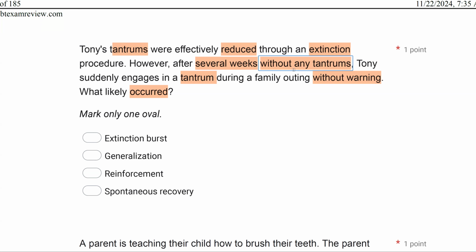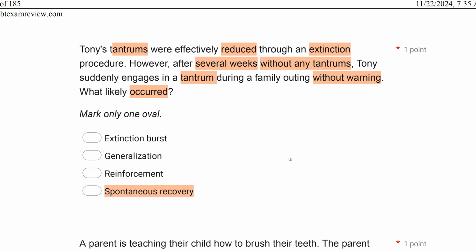A simple explanation here is spontaneous recovery. With your exam, you always want to go with the simplest explanation. In this case, the simplest explanation is spontaneous recovery. Spontaneous recovery occurs following an extinction procedure that's effective, the sudden reappearance of a behavior. When behavior suddenly comes back and spontaneous recovery occurs, the best thing you can do is quickly re-implement the extinction procedure that worked previously. So what likely occurred?